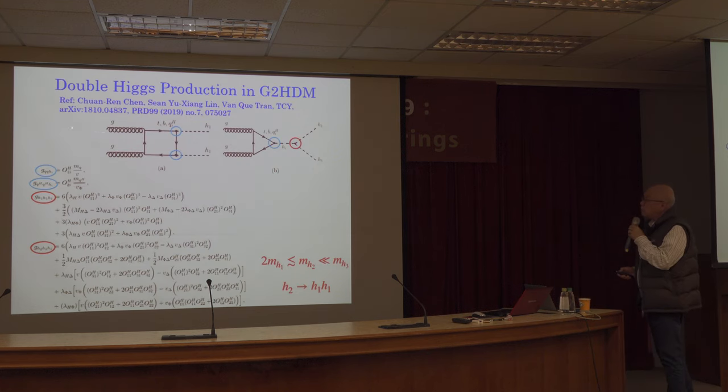So the next topic is double Higgs. And we know that in the standard model, the single Higgs production is about 45 picobarns. For double Higgs, it is about 3 orders of magnitude lower than that. So to observe that is very challenging.